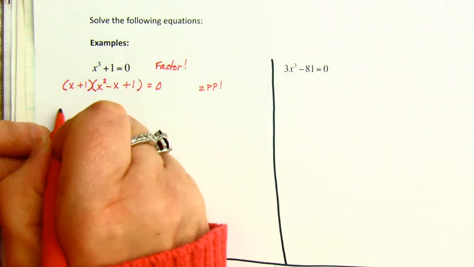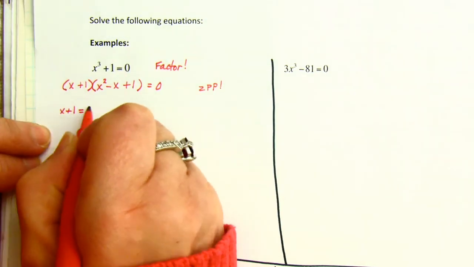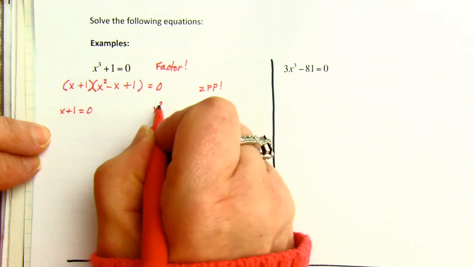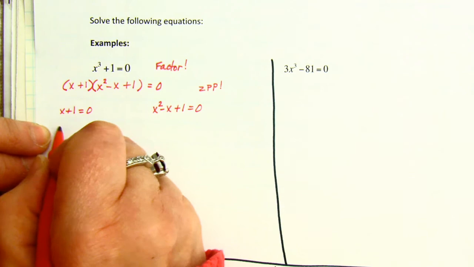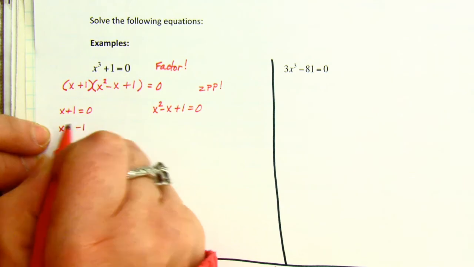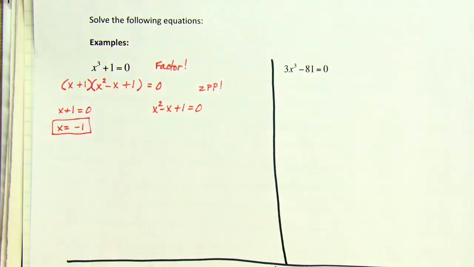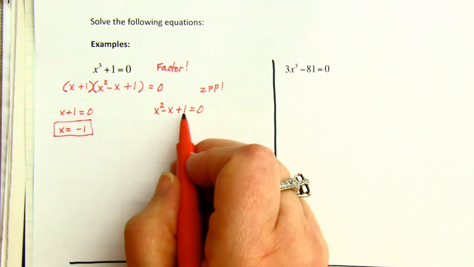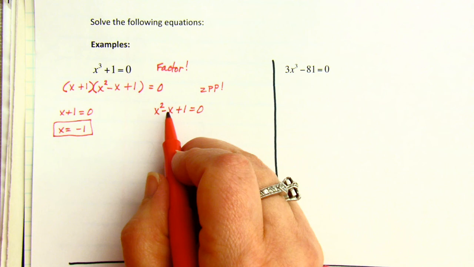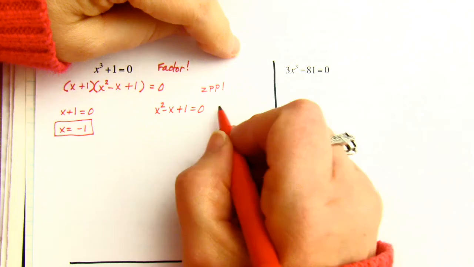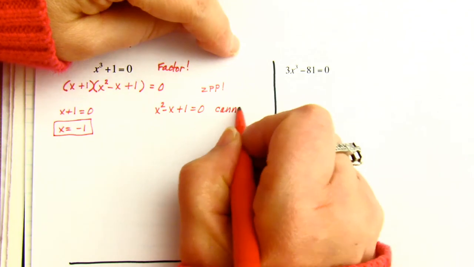All right, so I get x plus 1 equals 0, or x squared minus x plus 1 equals 0. Here x equals -1. Try as you may to factor this. Multiplies to 1, adds to negative 1. It's not going to happen. You can't factor this. That doesn't mean you're done.